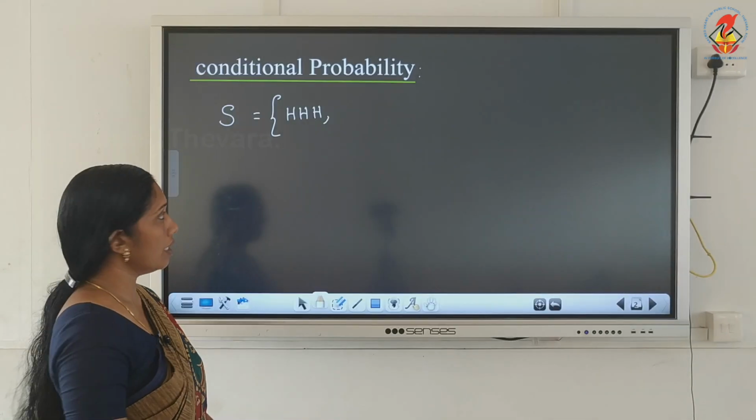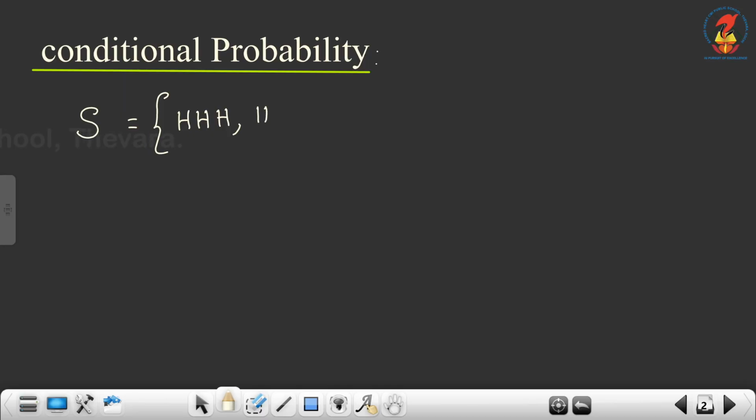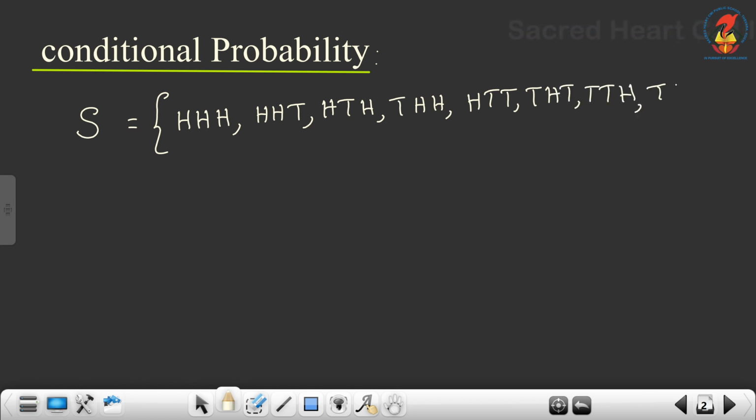8 outcomes are there. HHH, then we can write HHT, then HTH, then THH, then HTT, THT, TTH, the last TTT. Just count 6, 7, 8. 8 outcomes are there. Now, E and F are two events.